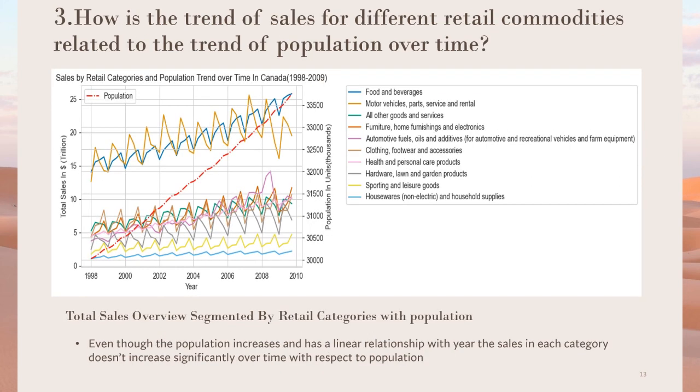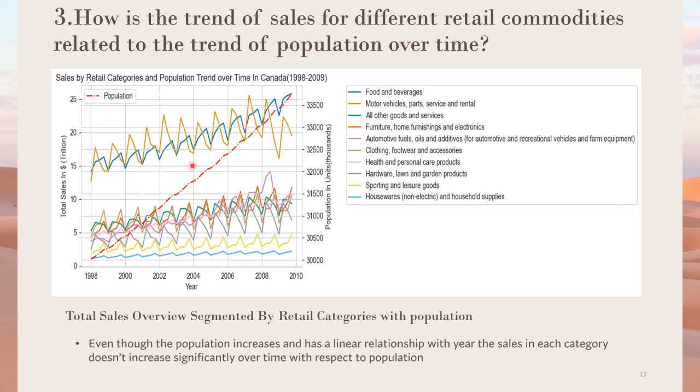How is the trend of sales for different retail communities related to the trend of population over time? Here we are looking at the relationship between the sales and year, the total population over the years, and the red line denotes the population. As we know, if population increases, the sales will also increase.